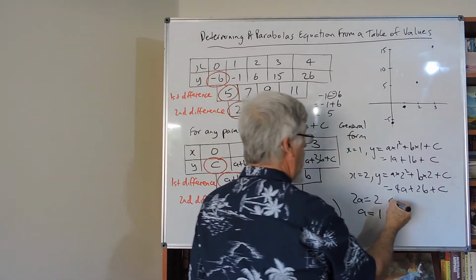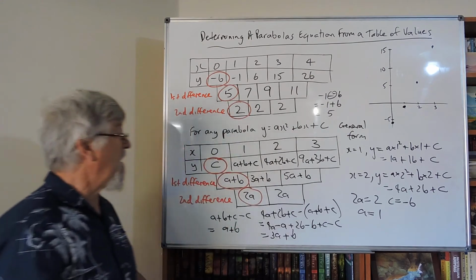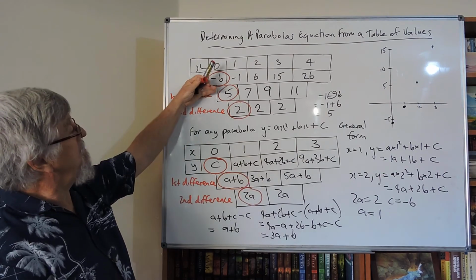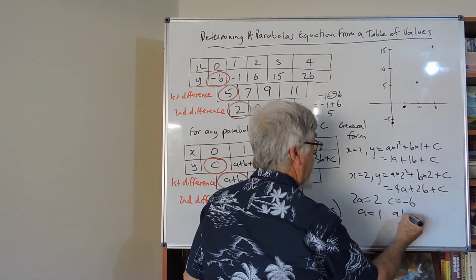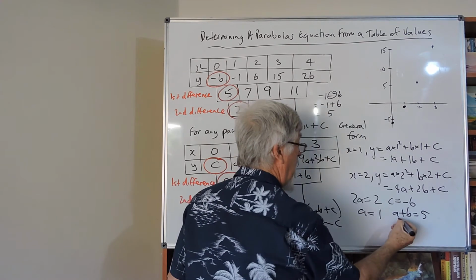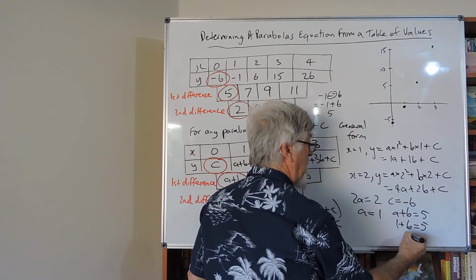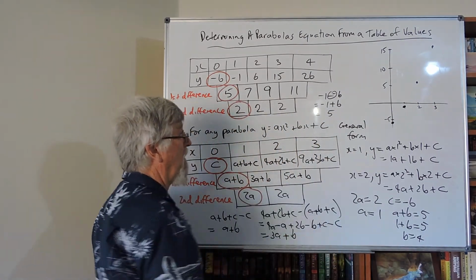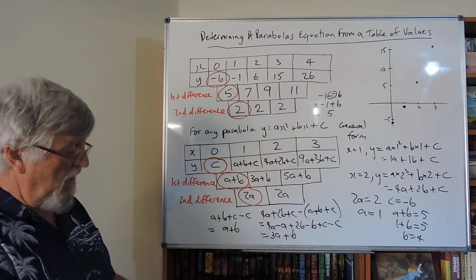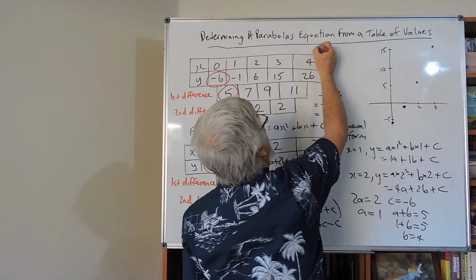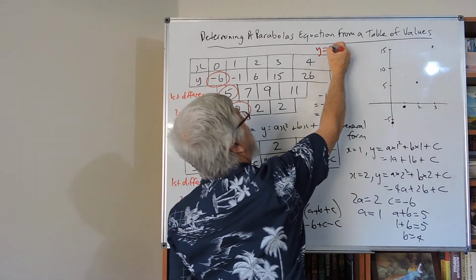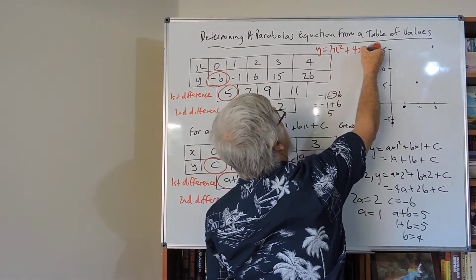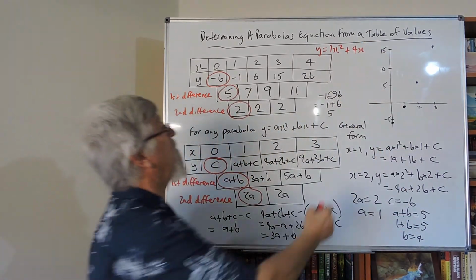I already knew that c equaled minus 6. So now I can calculate the other letter, which is b. So a plus b has to equal 5. We know that a was 1. So we now know that b equals 4. So we have now an equation. I've run out of room. The actual equation is, I'll just go up here. We found out that a was 1, so 1x squared. The b was 4 plus 4x, and the c was minus 6.